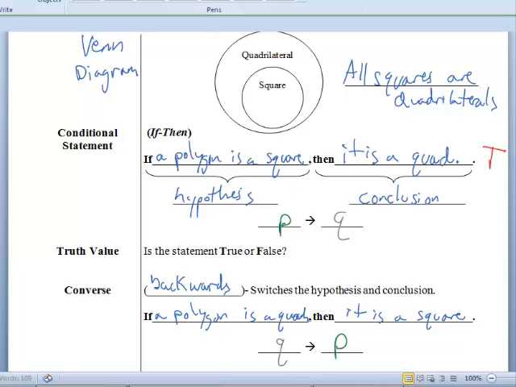And looking at the truth value of this statement, if a polygon is a quadrilateral, does that make it always a square? Well, not necessarily, because I could also have other types of quadrilaterals, like a rectangle or a rhombus. So this statement is false.